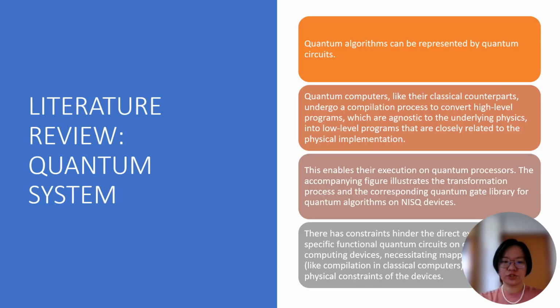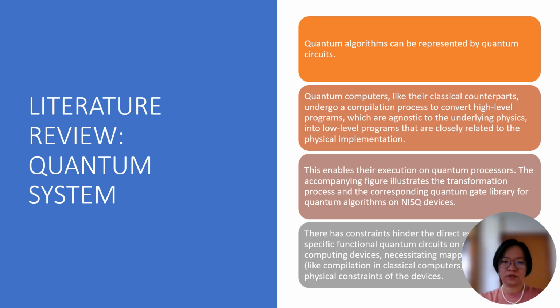Here is the literature review part. As we know, quantum algorithms can be represented by quantum circuits, and quantum computers, like their classical counterparts, undergo a compilation process to convert high-level programs into low-level programs that are closely related to the physical implementations. This enables their execution on quantum processors.